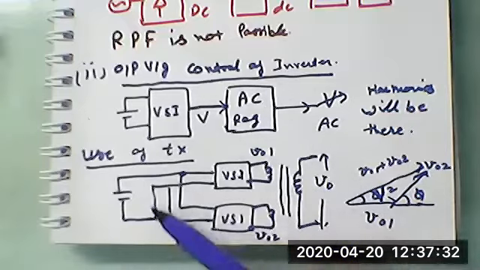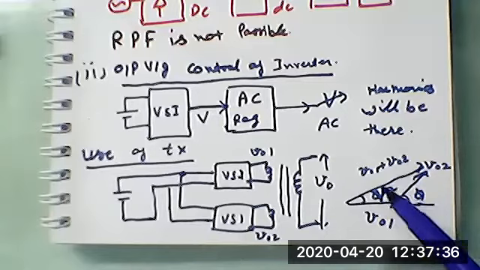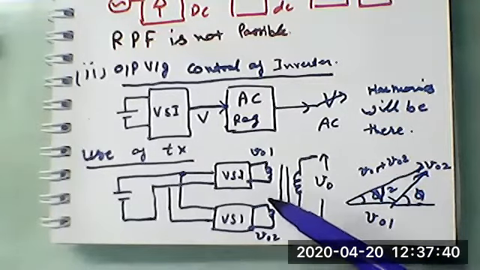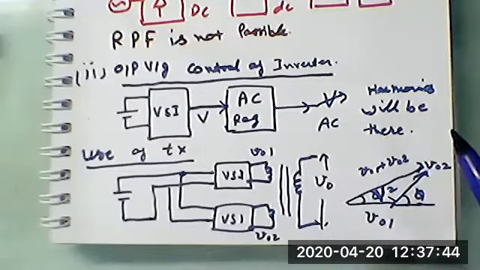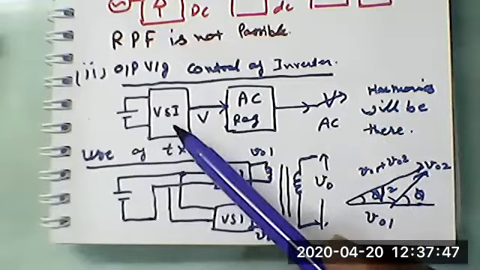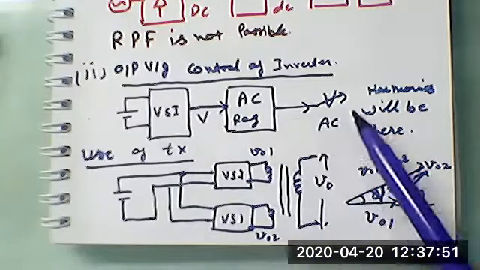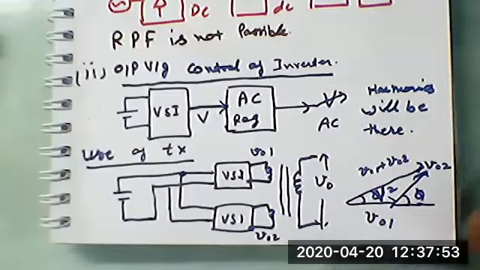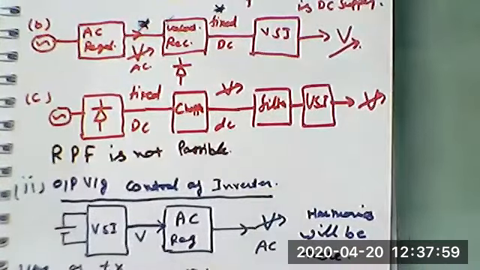But in this case, you require a transformer, which again will produce harmonic distortion and is bulky in nature. Here the AC regulator also produces harmonics, and this is also a step wave output. With the AC regulator, the harmonic content is quite high. So all these techniques are available, but they have problems.